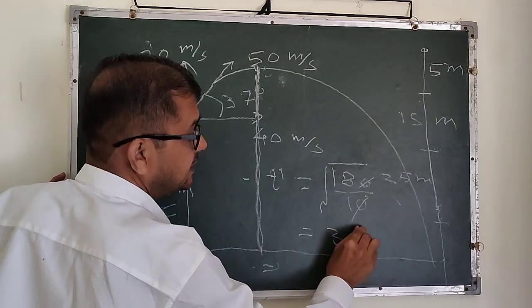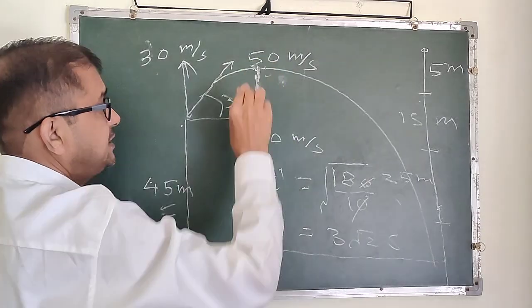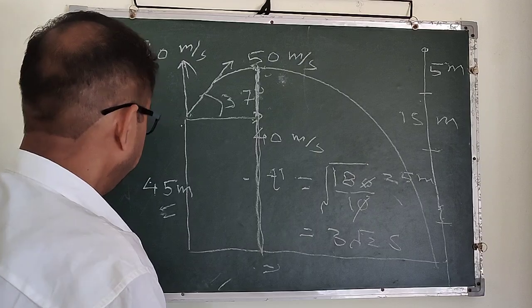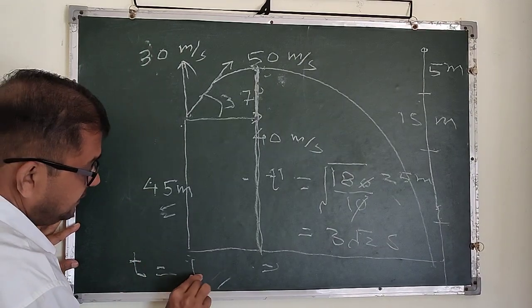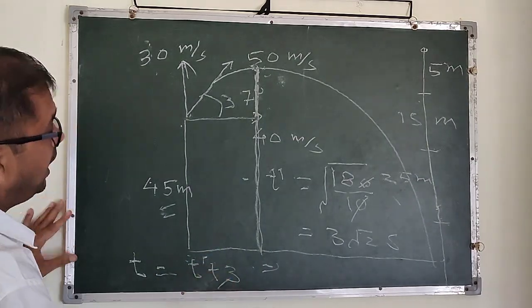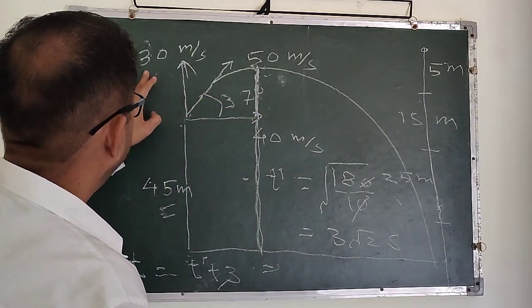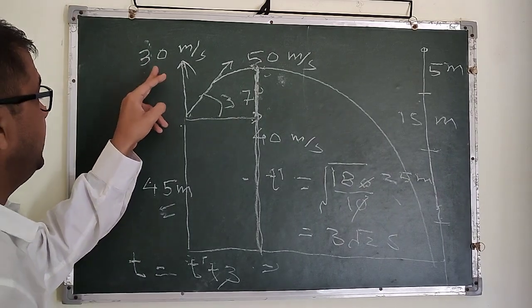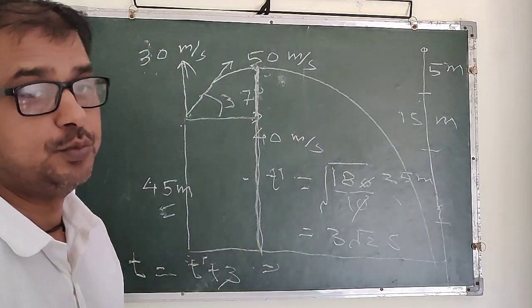3 root 2 seconds is the time taken from the top point to the ground, and the time taken from the launch point to the top point is 3 seconds. Therefore the total time of flight is t dash plus 3, that is 3 root 2 plus 3. And how do you find this time of 3 seconds? Because in every 1 second the vertical velocity reduces by 10. Therefore from 30 it goes to 20, then 10, and then 0.